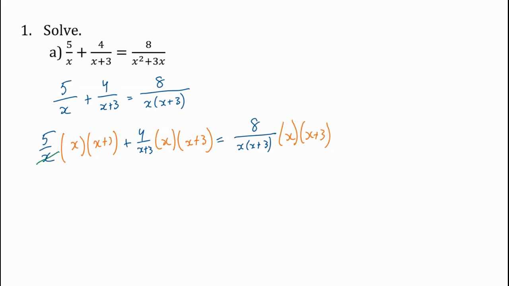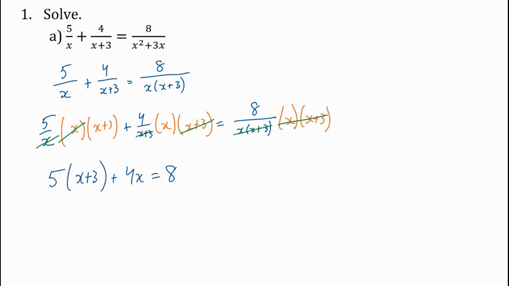And in this case, the x's divide out, and we're left with 5 times x plus 3. And in this case, the x plus 3's divide out, and we're left with 4x. And in this case, everything divides out, and we're left with 8. Then we just solve.